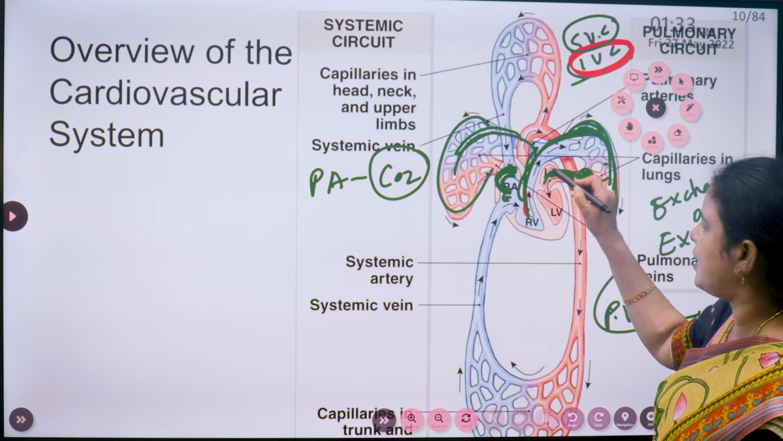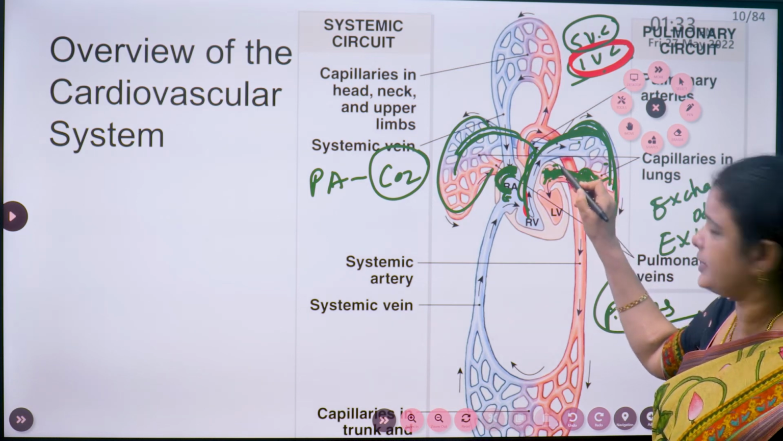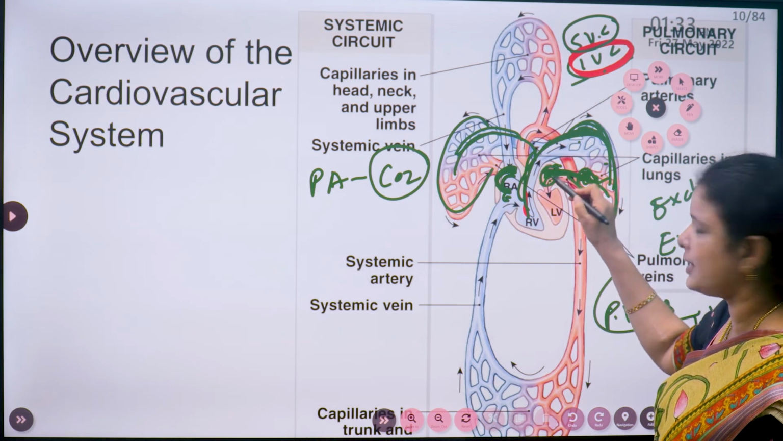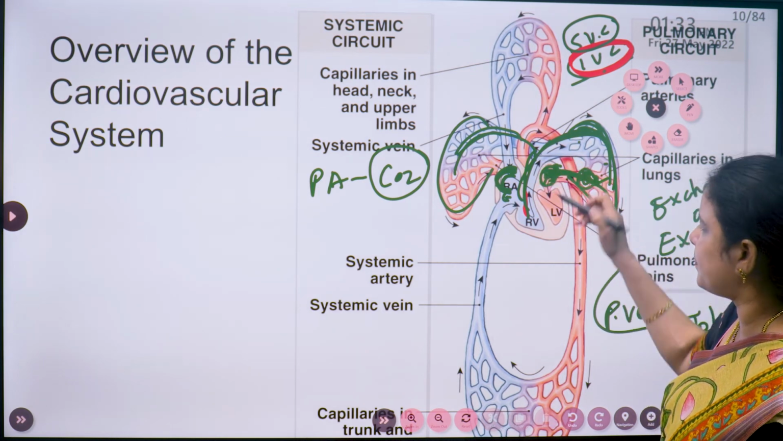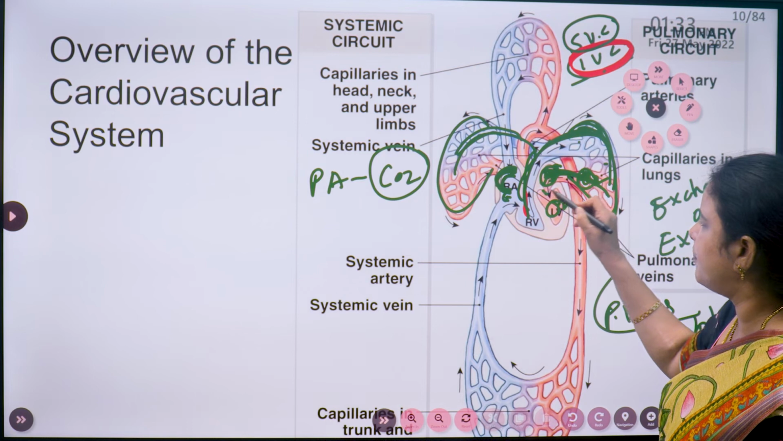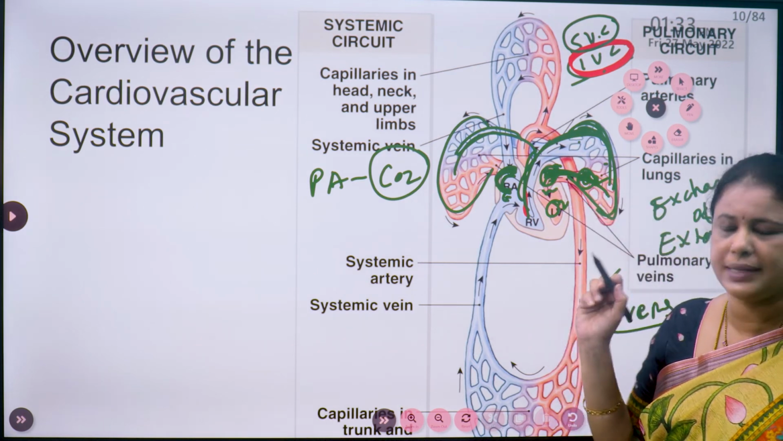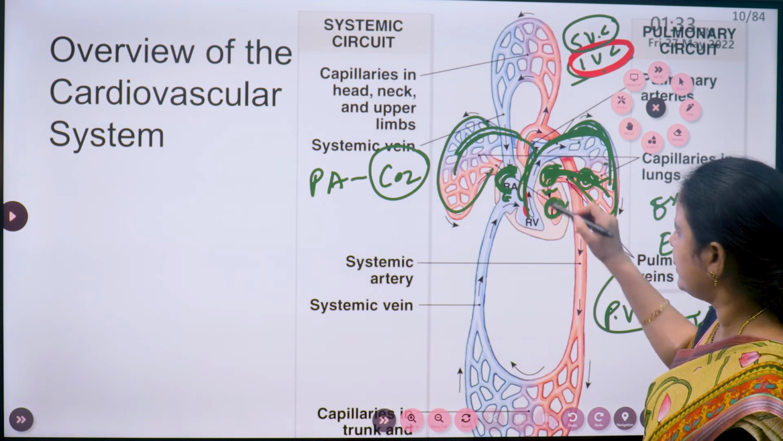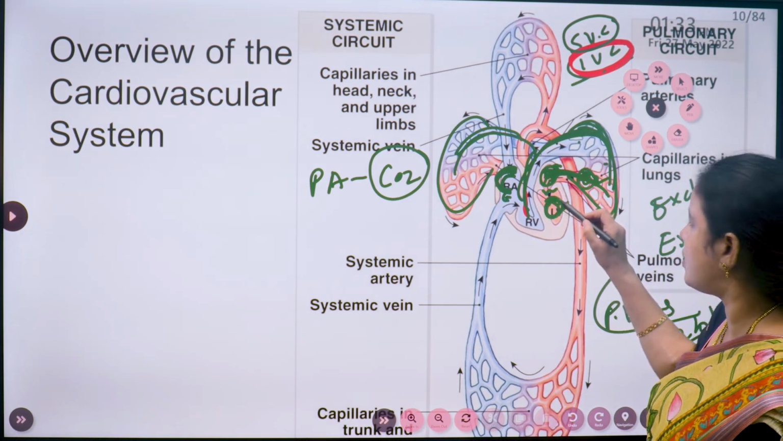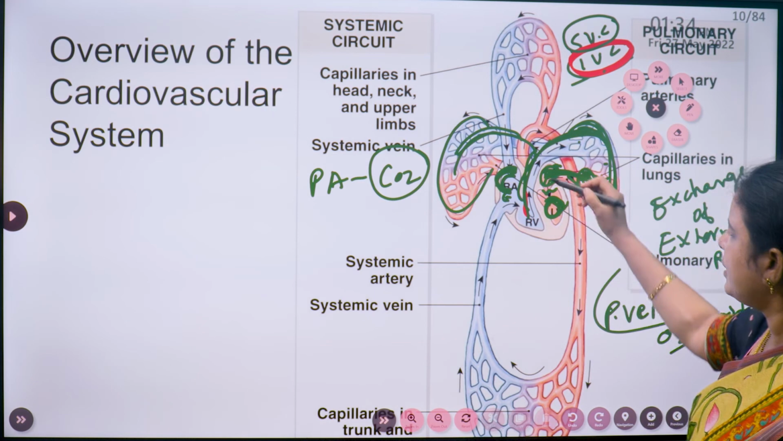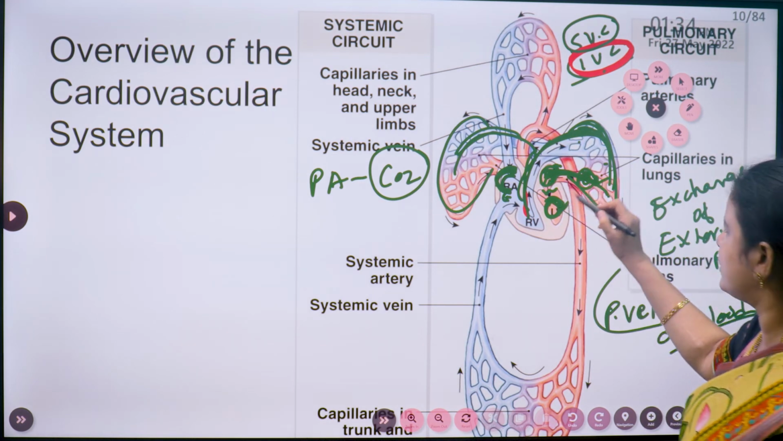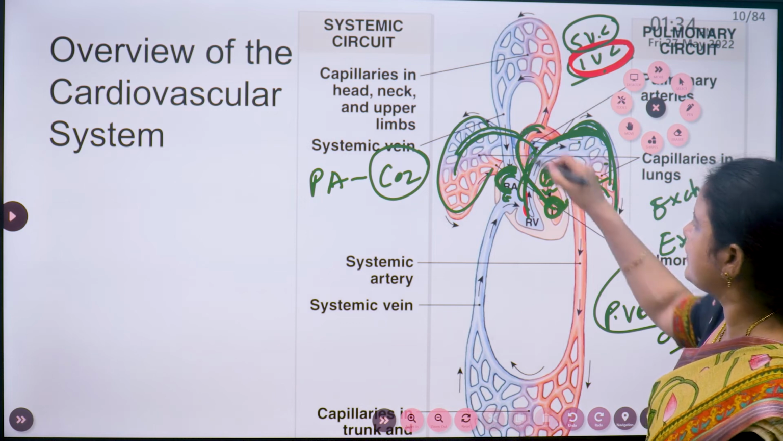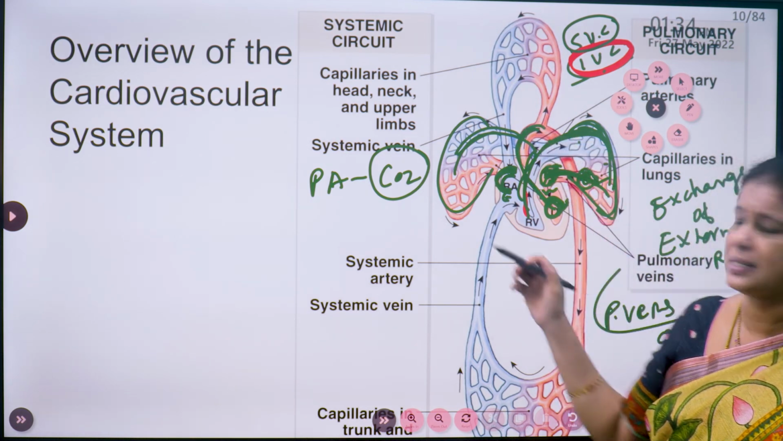So once the oxygenated blood enters the left atrium in systemic circulation, it will be pumped into the left ventricle by the bicuspid valve, or the mitral valve. After the ventricle receives the oxygenated blood, from here, through the aorta, it will be pumped out to all the parts of the body.